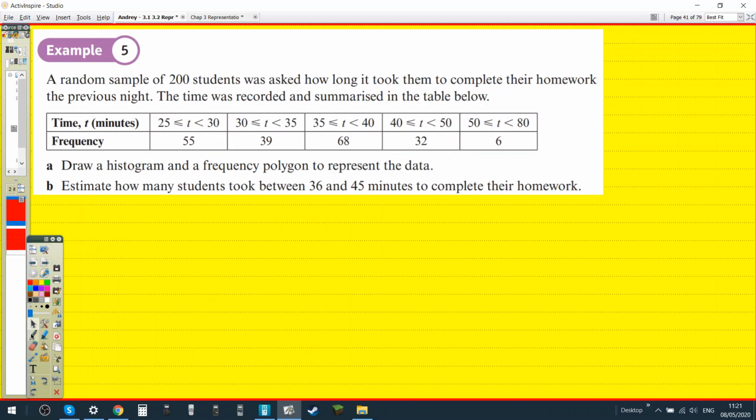Okay, so do I first need to get the frequency density? Yep. And so will that be 55 divided by 5? Yeah, so 11. Frequency density, so that one's 11. And then 39 over 5. Let's put it as a decimal. I think it's 7.8. And that'll be 13.6. 3.2. And 0.6.